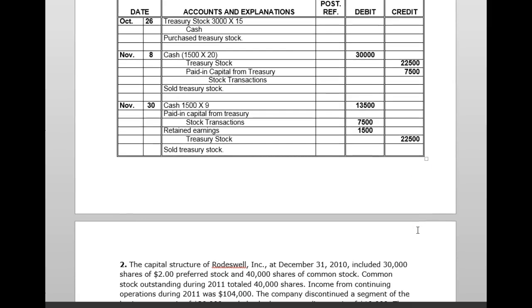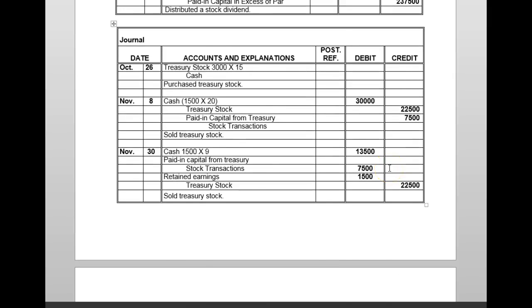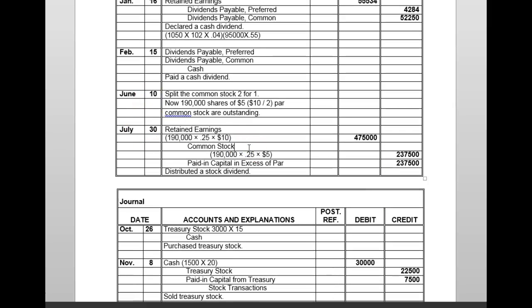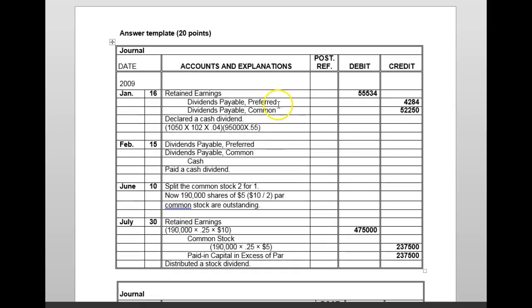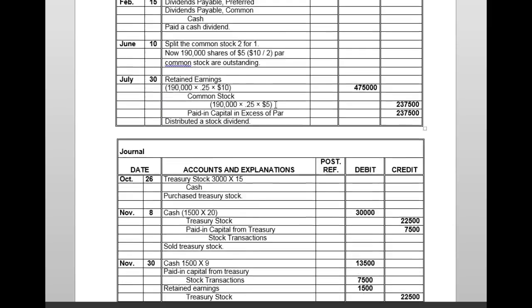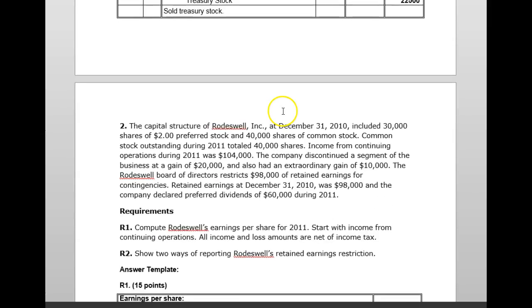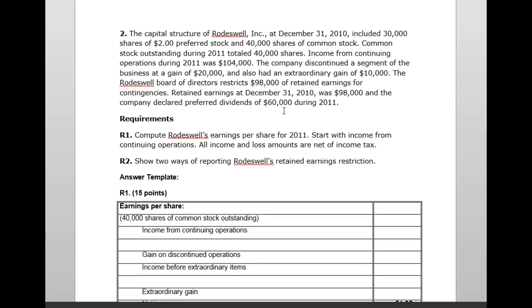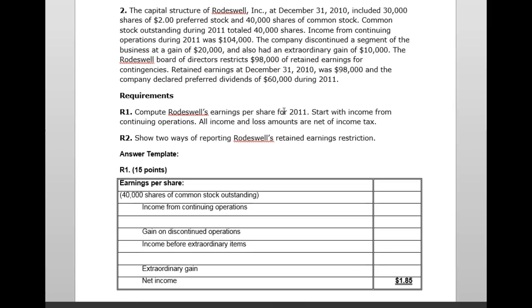So that is how you record treasury stock, a stock dividend. You've done it all. A regular dividend, and a preferred stock dividend. So you've done all of the dividends in one activity. Now we're going to look at earnings per share. And this is kind of fun. They give you all kinds of numbers here. So earnings per share, the calculation is net income minus preferred stock dividend divided by the average common stock.